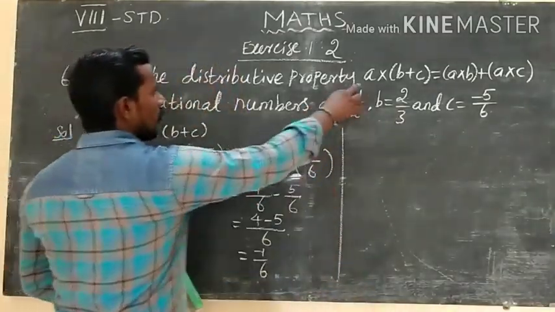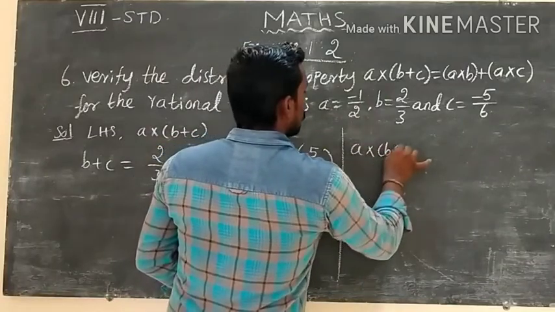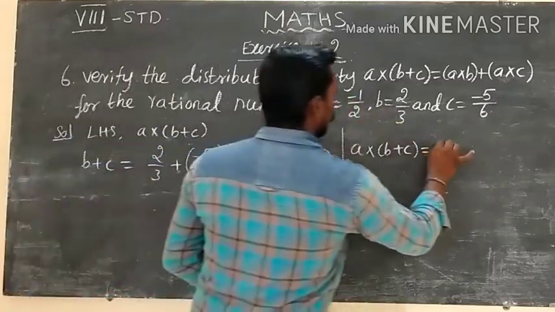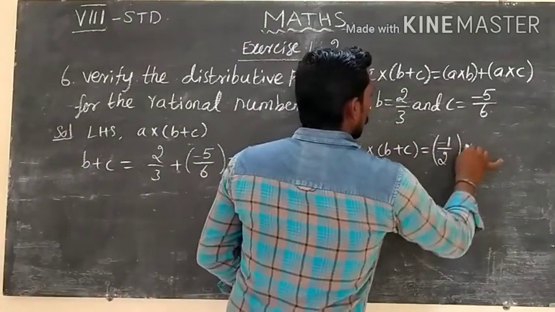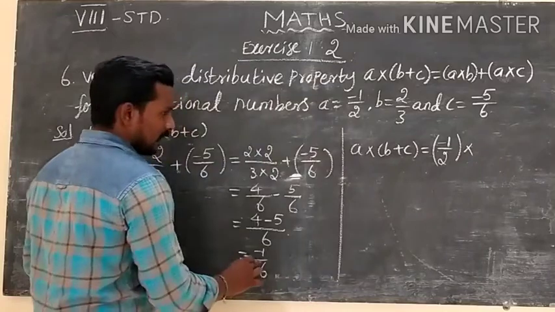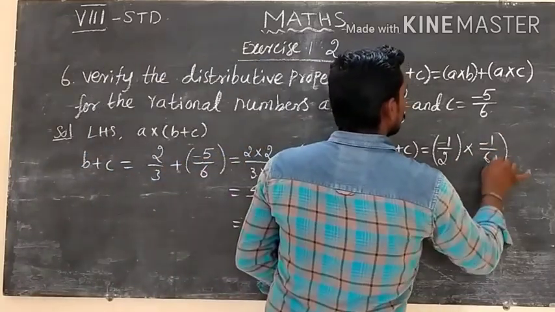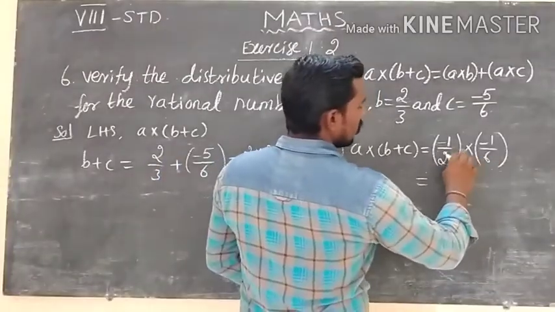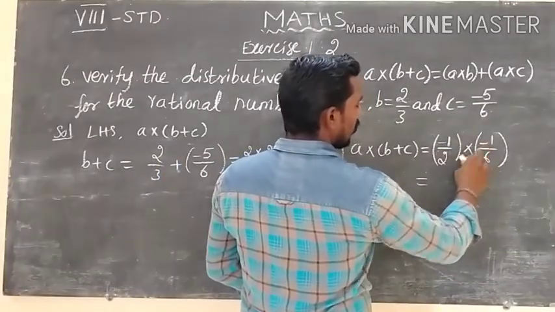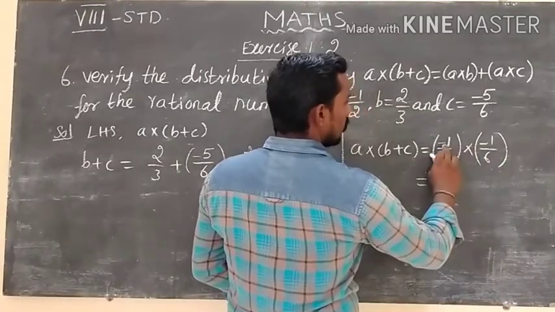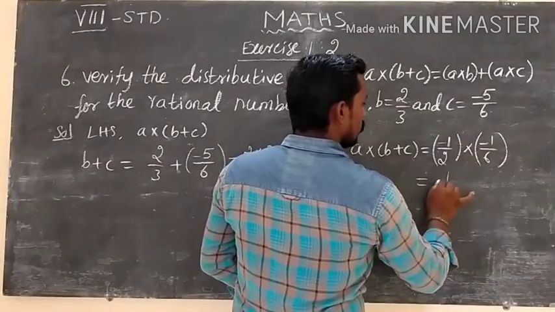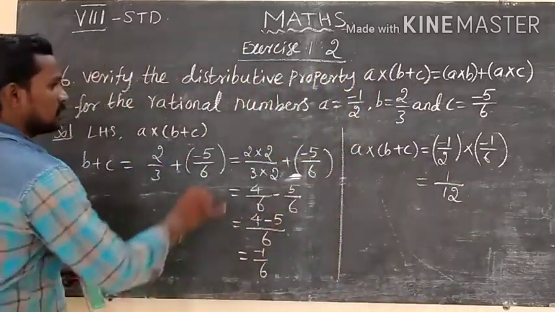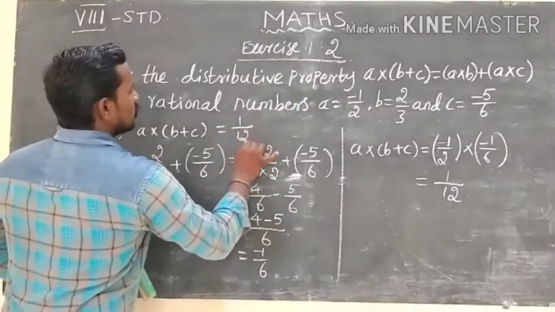Then find a into (b plus c). What is a? a is minus 1 by 2, into b plus c, which is minus 1 by 6. Then multiply the two rational numbers, numerator with numerator and denominator with denominator. Minus into minus is plus, 1 ones are 1, divided by 2 sixes are 12. So the LHS answer is 1 by 12.